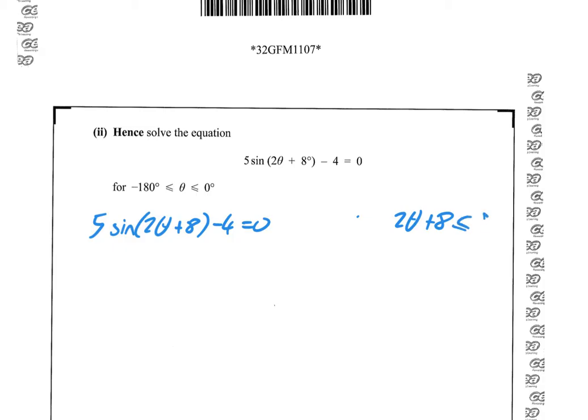2 times 0 plus 8 just gives you 8. Do that to the minus 180. So you're going to have 2 times minus 180 is minus 360, and then plus 8 gives you minus 352.